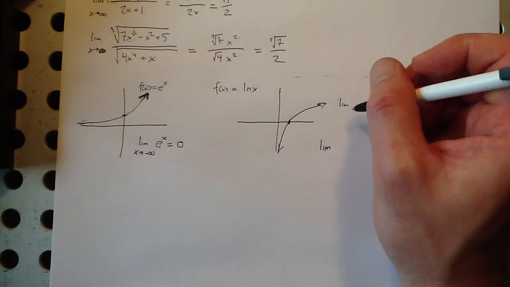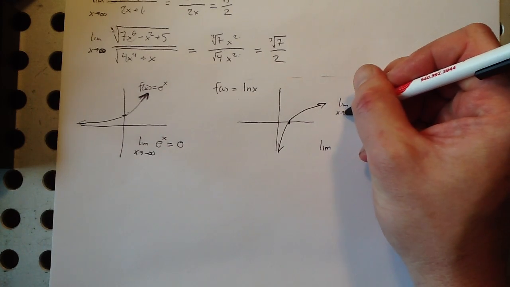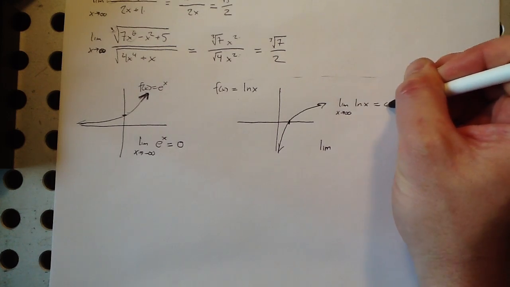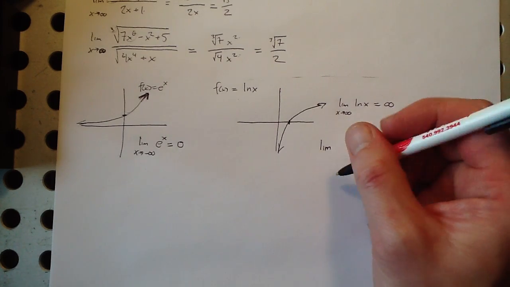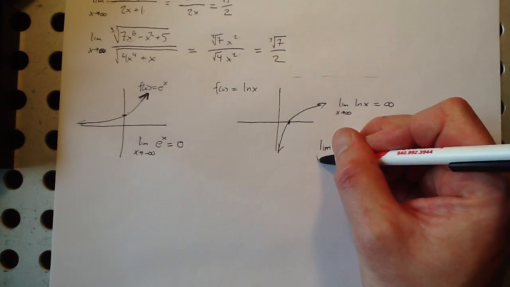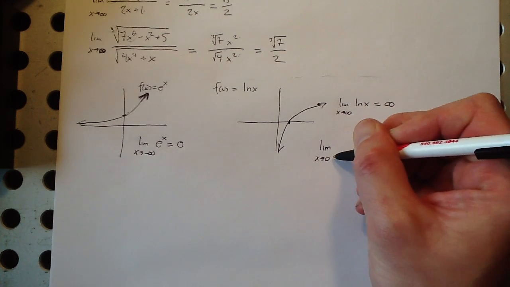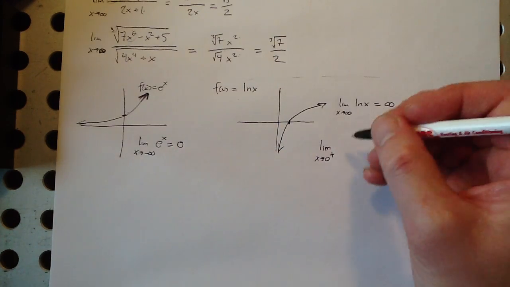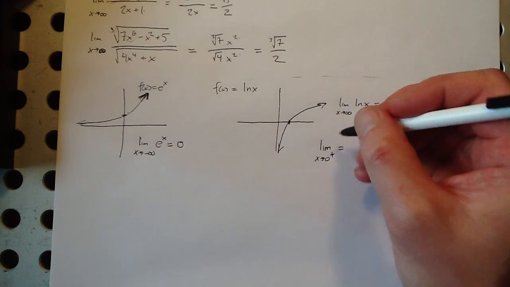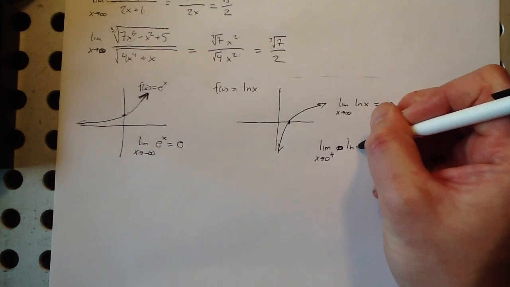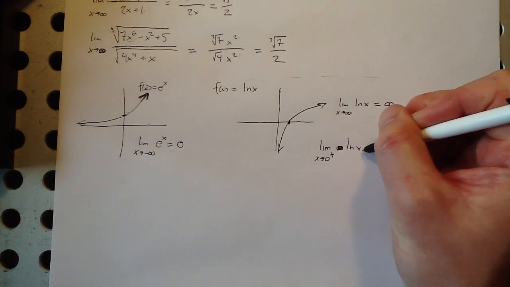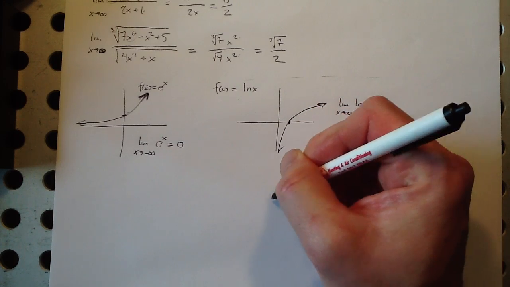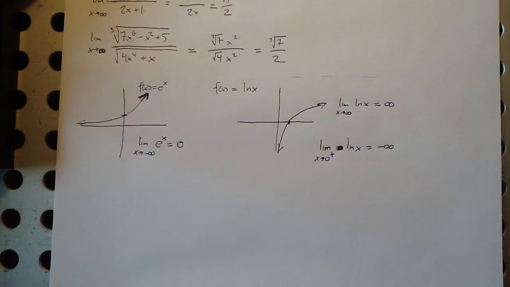Even though it looks like it might have a horizontal asymptote, the limit as x approaches infinity of the natural log function is infinity. And here, the limit as x approaches 0, we have to say from the positive side because it doesn't exist over here. Can't take logarithms of negative numbers. The limit of the natural log function is negative infinity. It plunges down like that, has a vertical asymptote there.